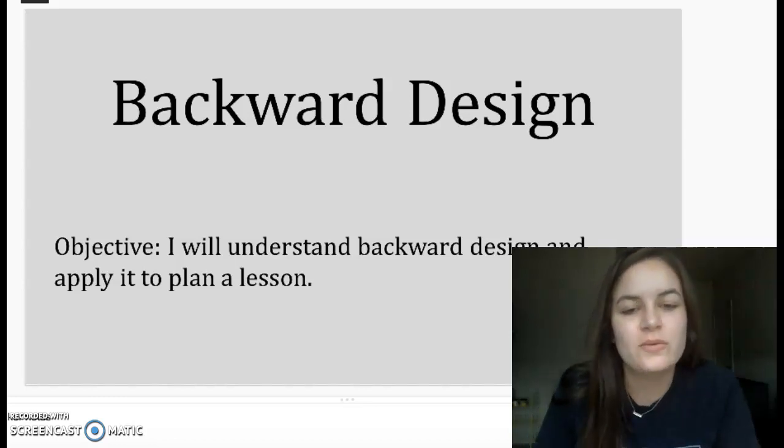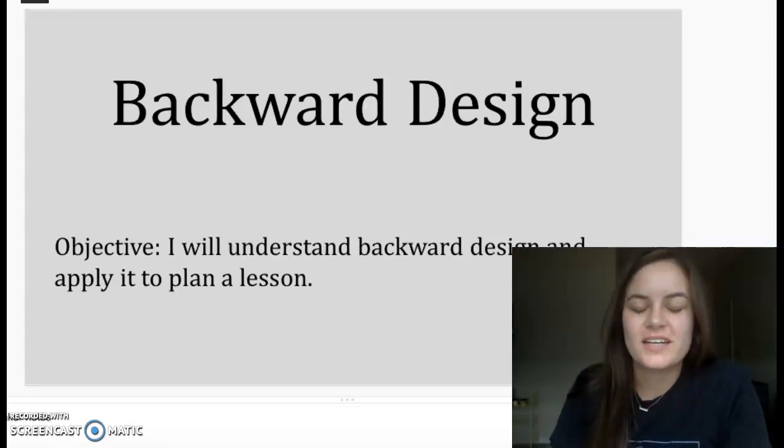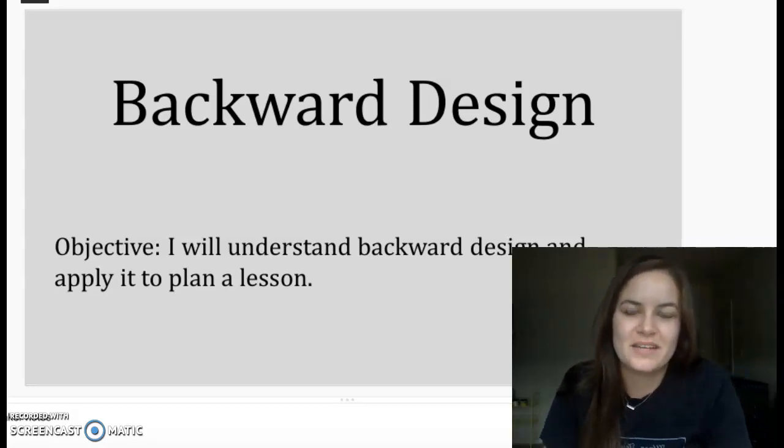Today's professional development will be over backwards design. Our objective today is: I will understand backward design and be able to apply it to a lesson plan.